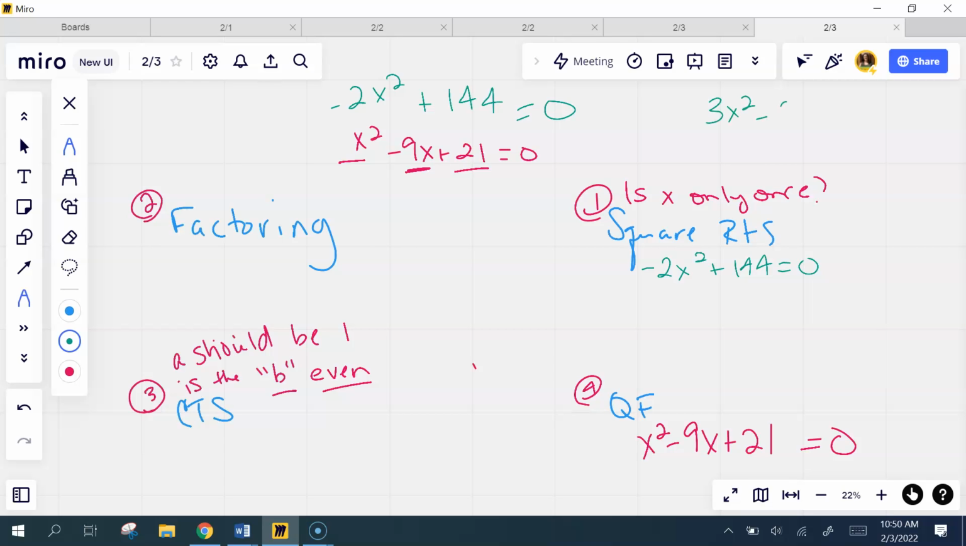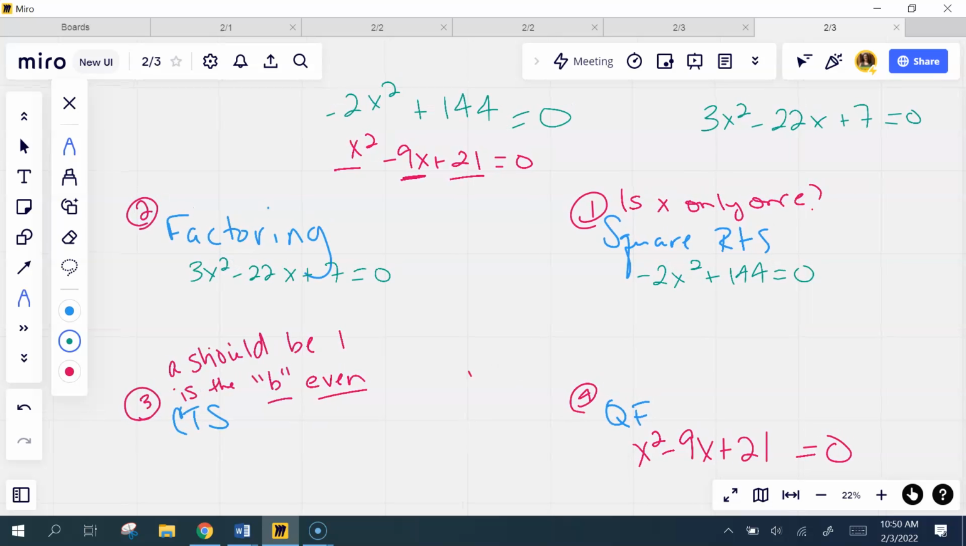3x squared minus 22x plus 7 equals 0. Could I solve it with square roots? No, there's 2 x's in there. Can I factor it? Ooh, how do you know? 3 times 7 is 21. Can I find 2 things that multiply to 21 but add to 22? Yes. So I'm going to throw that under factor. Let's hope that this very last equation is going to set us up for completing the square.